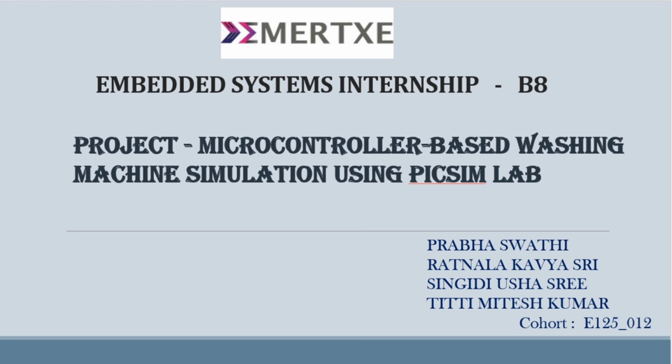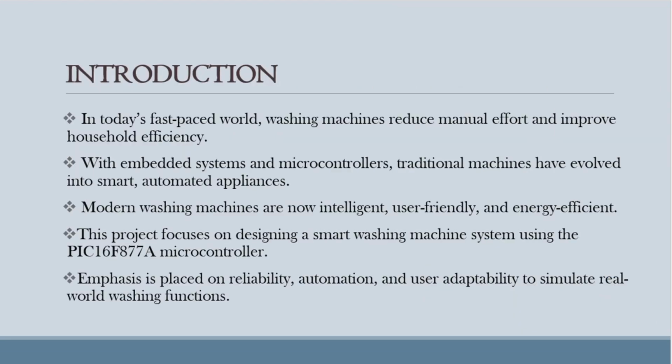Let's explore how embedded systems help automate home appliances like washing machines. In today's busy world, automation saves time and energy, which means in today's fast-paced world, washing machines reduce the manual effort and improve household efficiency. With embedded systems and microcontrollers, traditional machines have evolved into smart automated appliances. Modern washing machines are now intelligent, user friendly, and energy efficient.